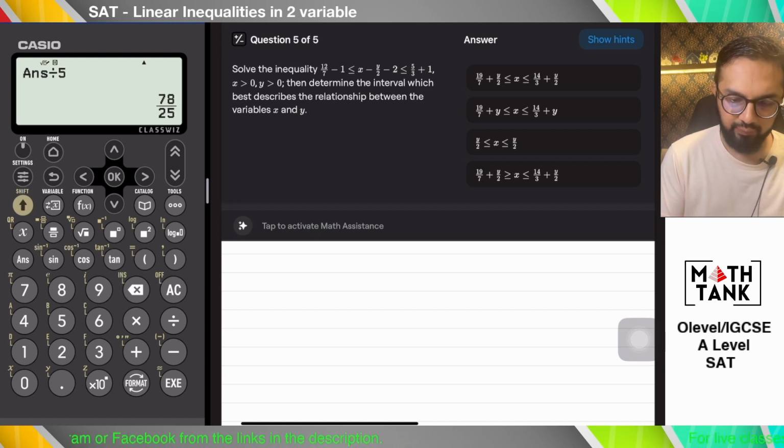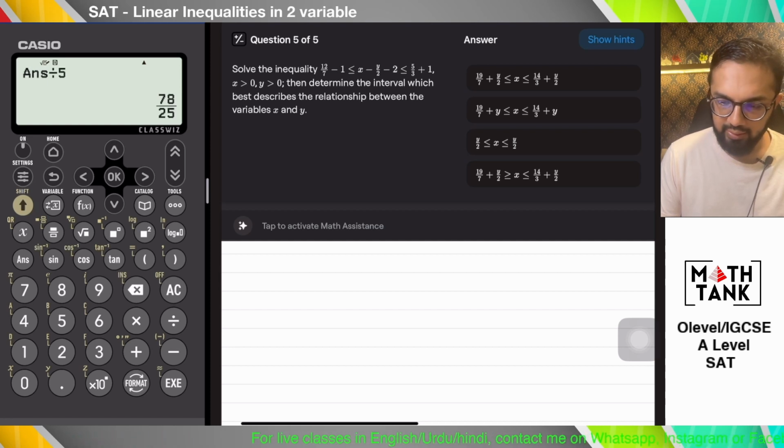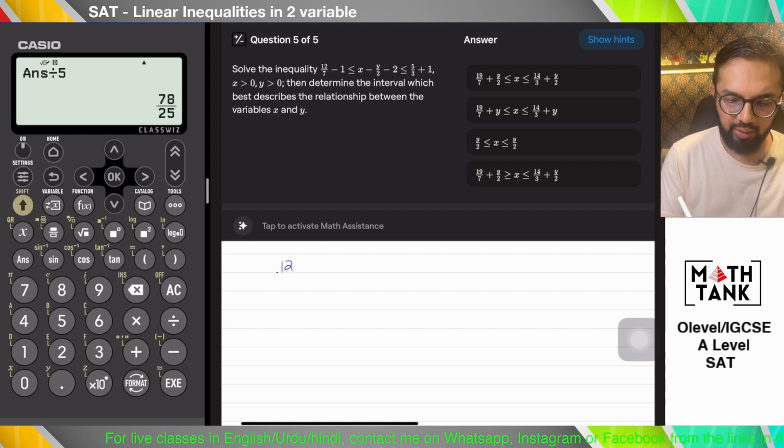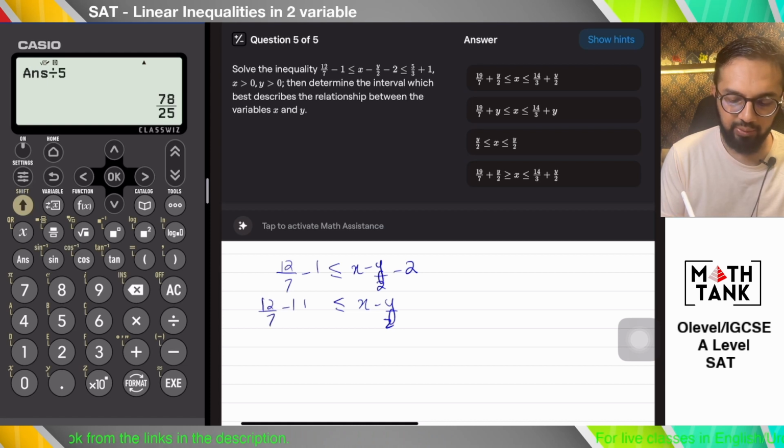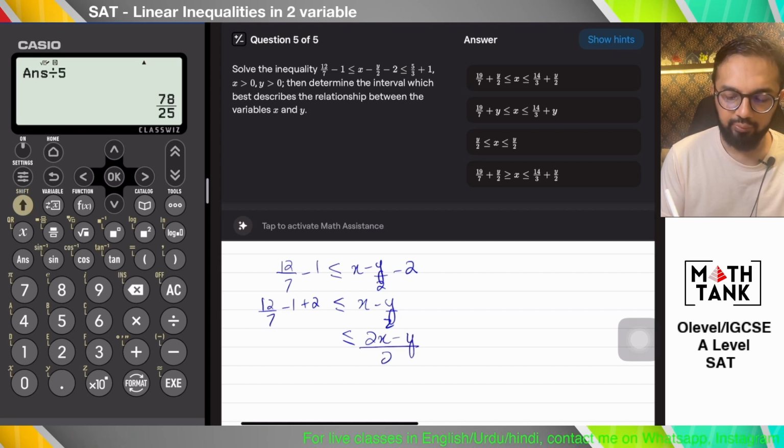Okay. Then I have this third one. It says if x is greater than 0 and y is greater than 0, then determine the interval which best describes the relationship. So I see x in the center. So what I'm going to try to do is make x the subject in both of these inequalities. I'm going to separate them and say that this becomes x minus y over 2, 12 over 7 minus 1 plus 2. Let's take a common denominator here. And this gives me 12 over 7 plus 1, which is 19 over 7. And then if I cross multiply, that gives me 38 over 7.